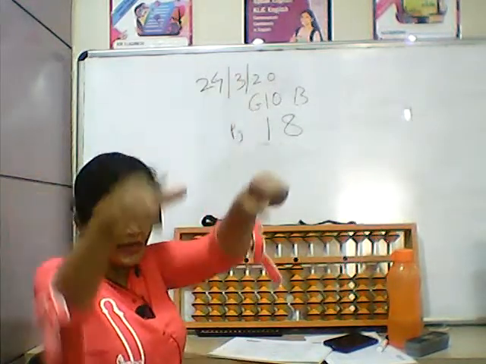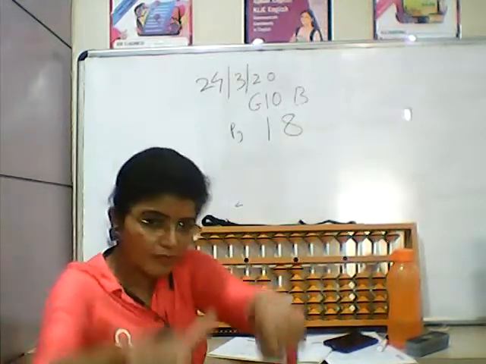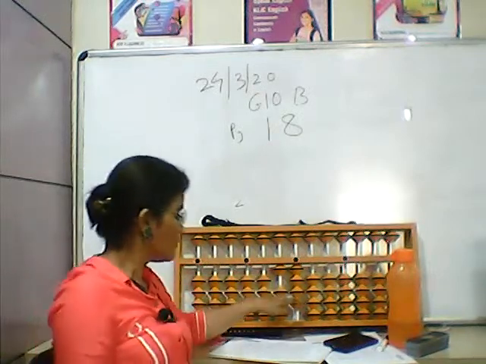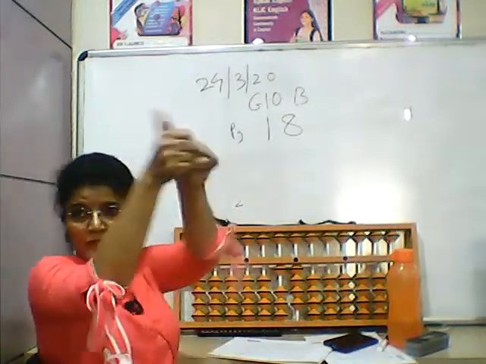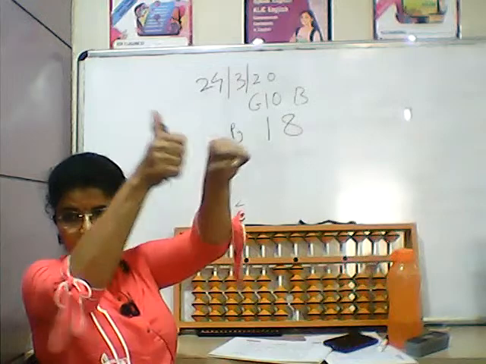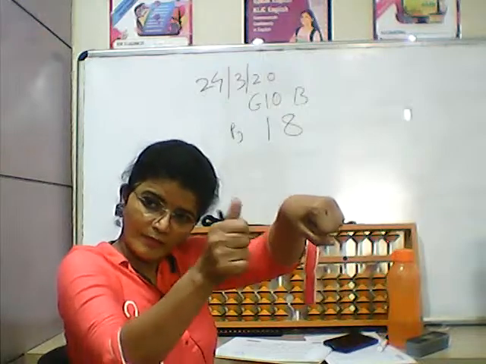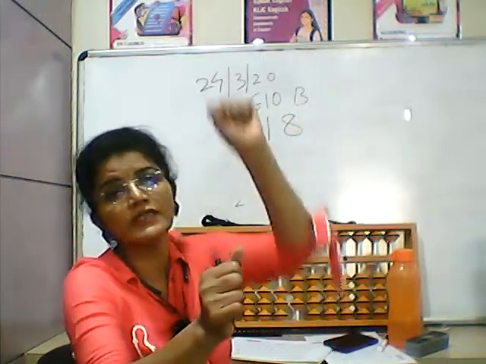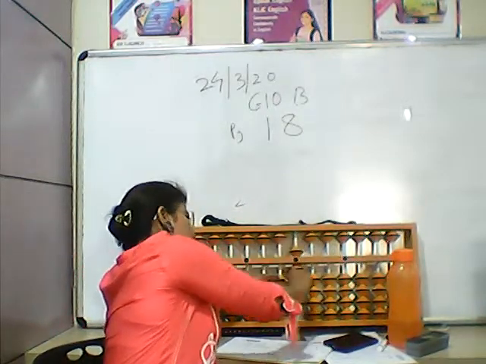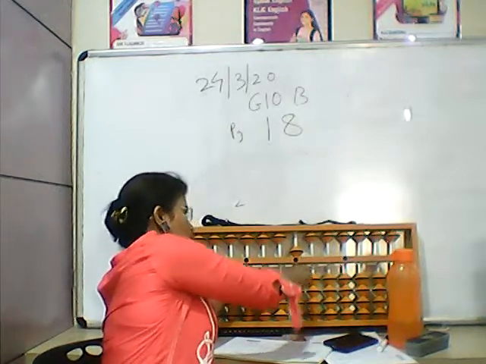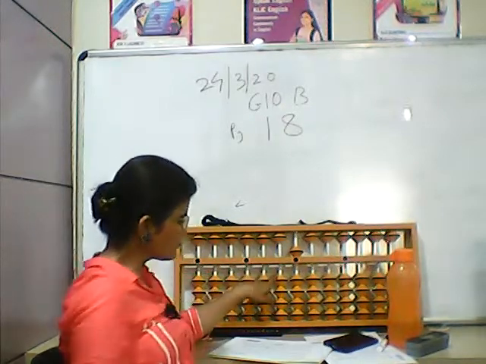Minus 9. Minus 10 plus 1. Plus 1 is not there, so make complement. Minus 10 plus 5 minus 4. 10 down, 5 down, 4 down. That is, the answer is 5.